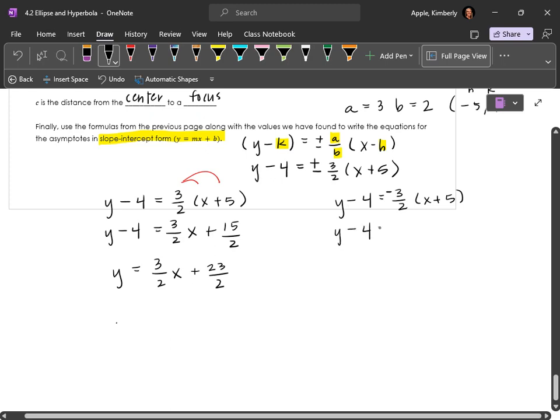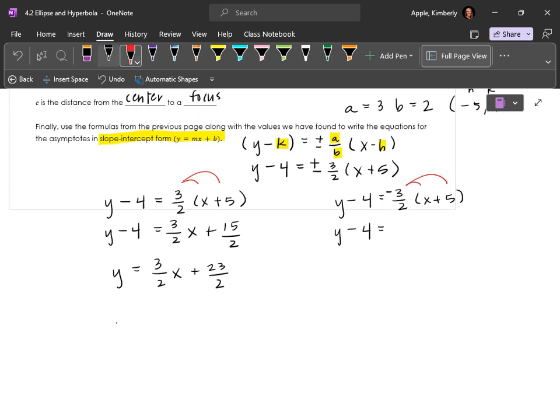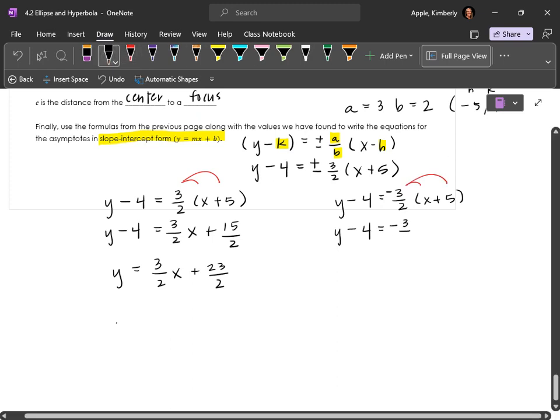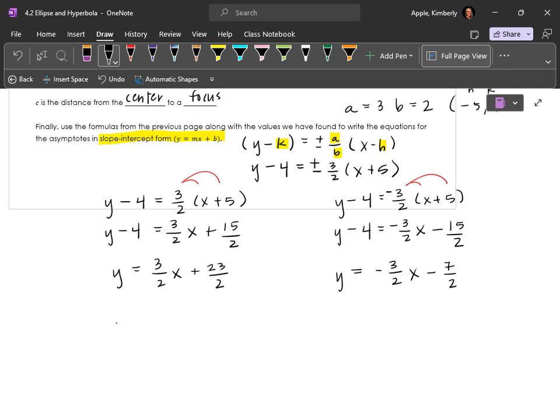Now with the negative slope, we'll distribute the negative 3/2. We'll have negative 3 over 2 x minus 15 over 2. Adding 4 to both sides, we'll have negative 3/2 x plus 8 over 2, minus 15 over 2, which is negative 7/2. How can I do that and not 4 times 1? I don't know. It's a mystery. Anyway, there are your slope-intercept forms of your asymptotes.